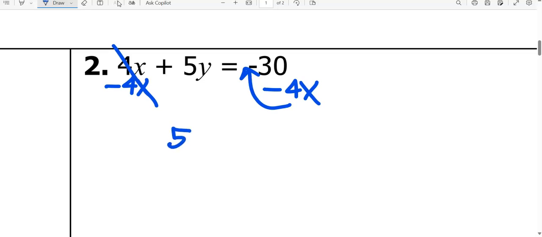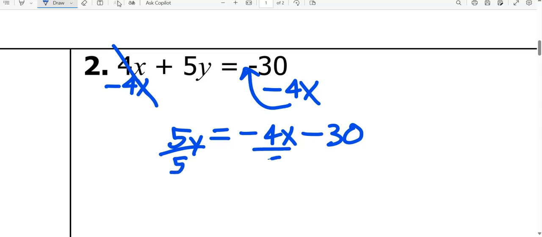So I'm going to bring down 5y. Bring down equals. Negative 4x goes first. The minus 30 goes after. Do not actually add them together. You can't add them together. They're not like terms, okay? Right? Now, is y by itself? No. I got a 5 to get rid of. Well, how do I get rid of that 5? Remember the warm-up. Just divide. Divide everything by 5.